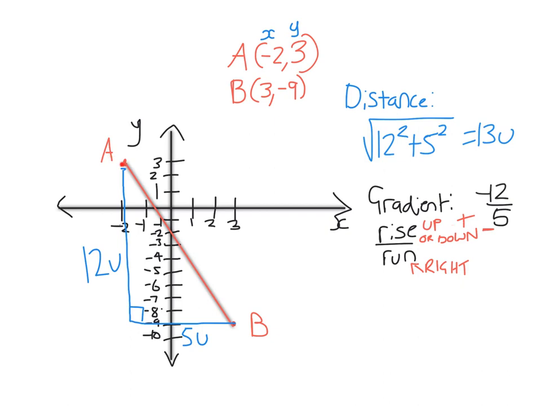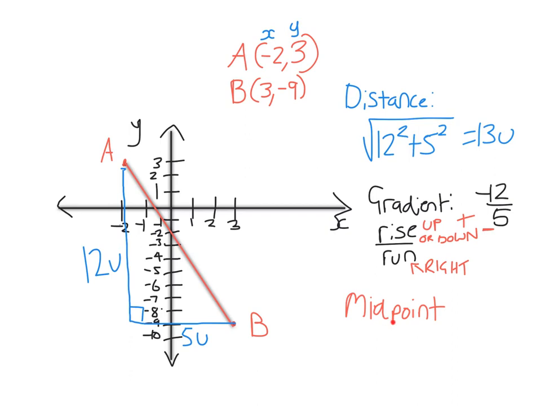So we always start at the left point, and we always go to the right. If we go to the right and up, the gradient is positive. If we go to the right and down, the gradient's negative. So in this case, the gradient was negative because we went to the right and down. So the gradient is -12 over 5, or -2.4. Again, that just indicates how steep the line is.